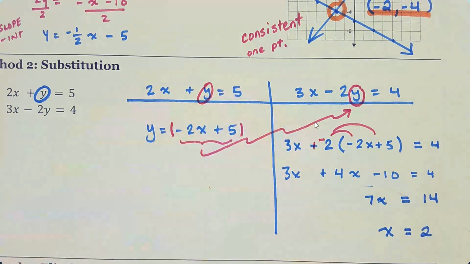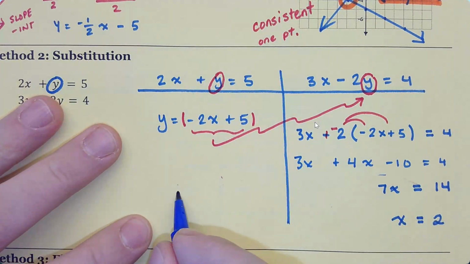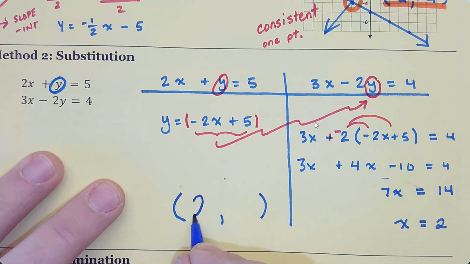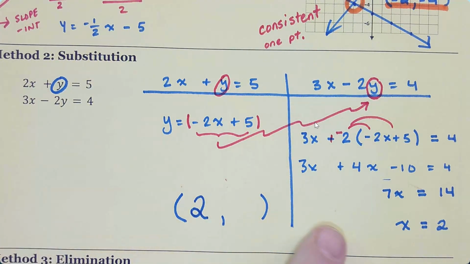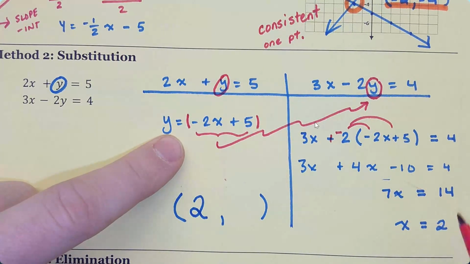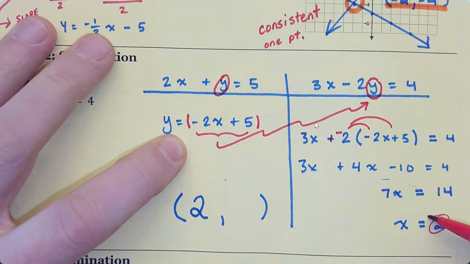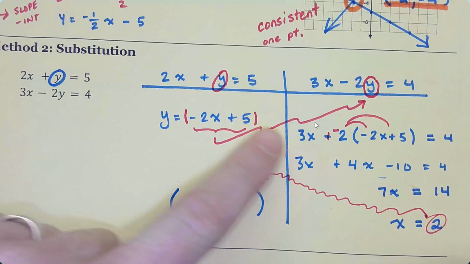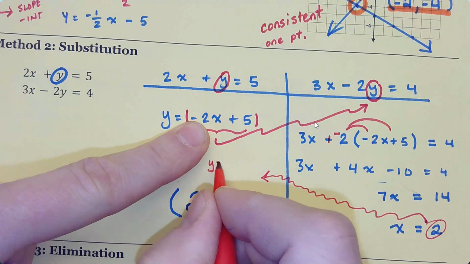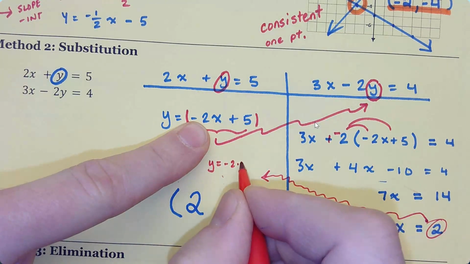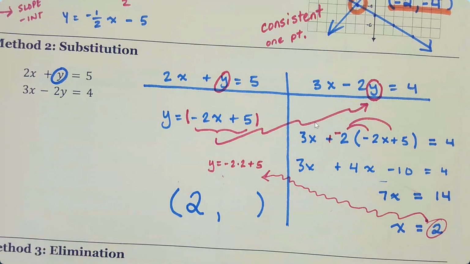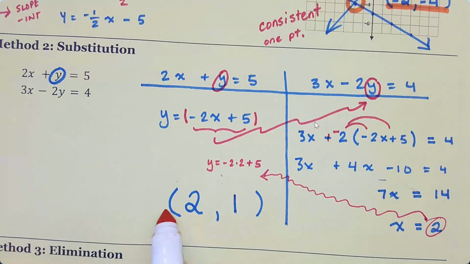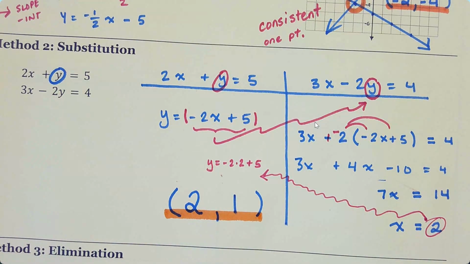7 times 2 is 14. Okay, now we're not quite done. Our goal is to find that point where these two lines intersect. We know that it has an x value of 2. We need to find the y value. And conveniently, if you grab that 2 and you bring it back over here, you can just plug it in to this equation. The y value is going to be equal to negative 2 times 2 plus 5, which is equal to 1. This point is the solution to our system.